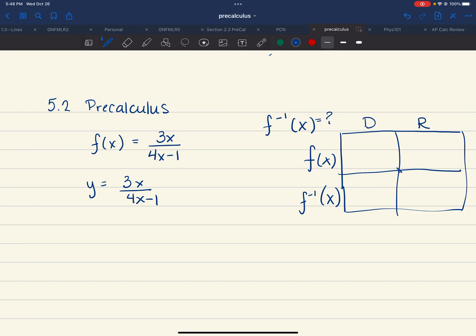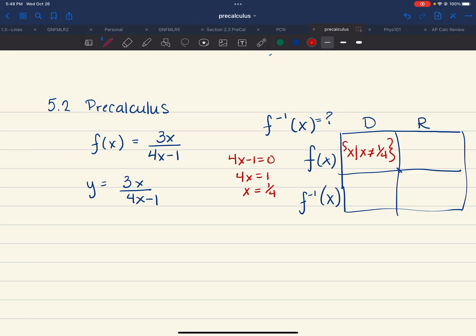I don't want anything that will cause a 0 in the denominator. So I'm going to take that 4x minus 1, set it equal to 0, 4x equals 1, divide both sides by 4, x equals 1/4. So I don't want my x to equal 1/4. So x is a member of the set that x does not equal 1/4.